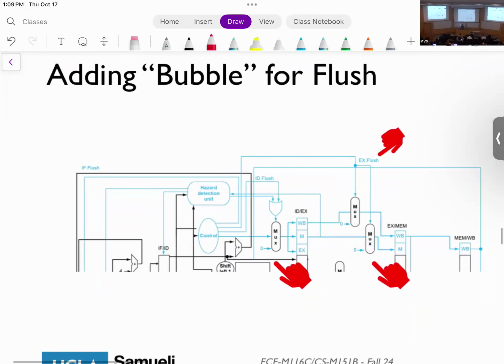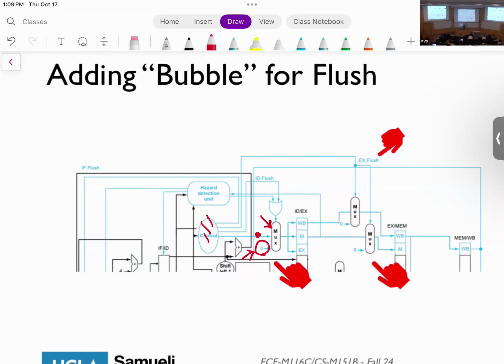So how do we flush? Remember, I already told you that we can insert bubble instructions by effectively adding a 0 to the control signal. Essentially, we added this mux in the way of the controller, and then we choose whether we want to use the actual signal or the 0 signal. The idea of flushing is exactly the same. We're going to replace instructions with bubbles if we decide that these instructions need to be discarded.